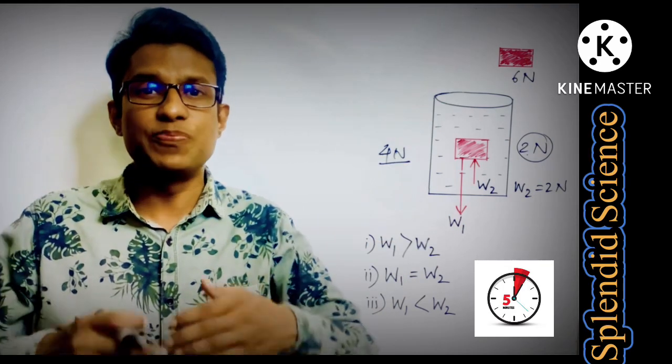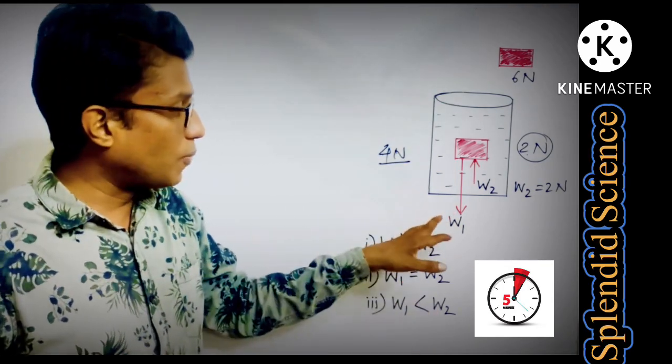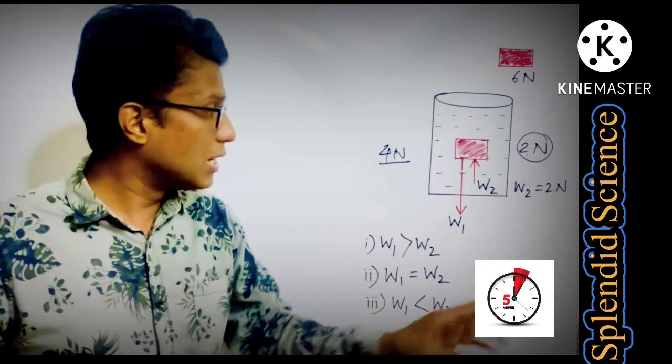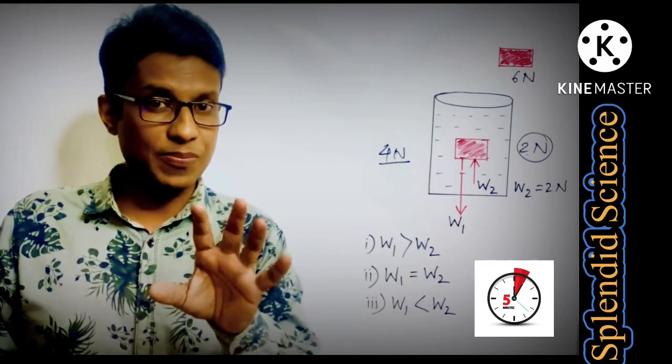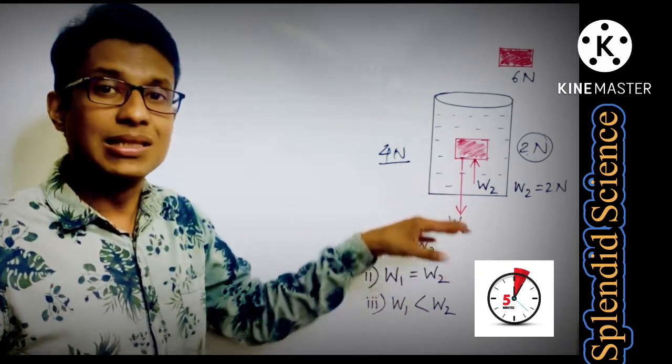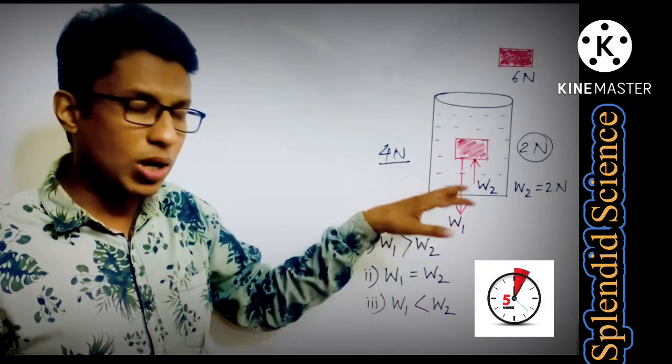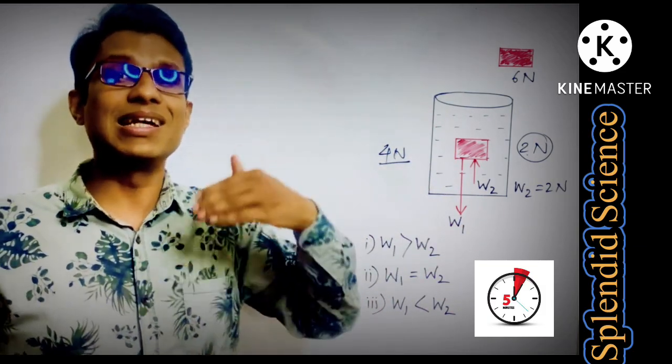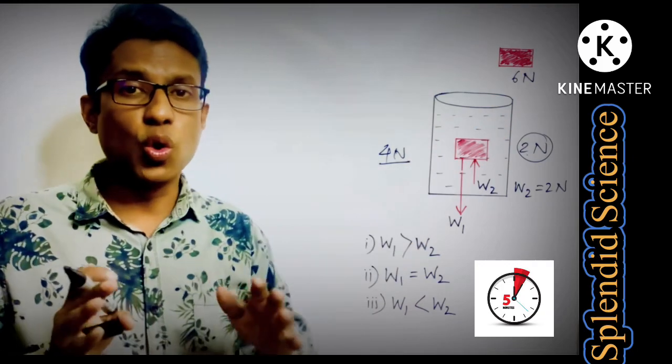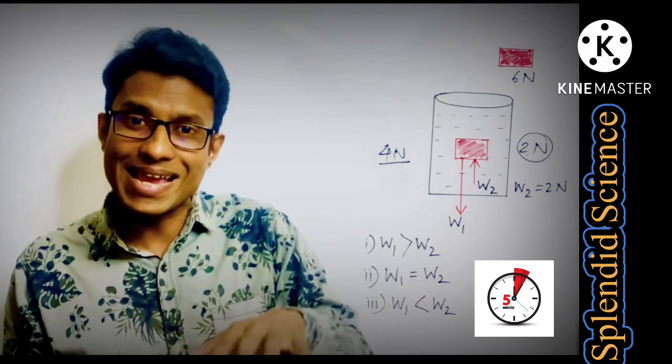Which one is bigger than the other? W1 is 4 Newton, W2 is 2 Newton. That means the underwater weight of the object, 4 Newton, is greater than the buoyancy. So the object will sink.